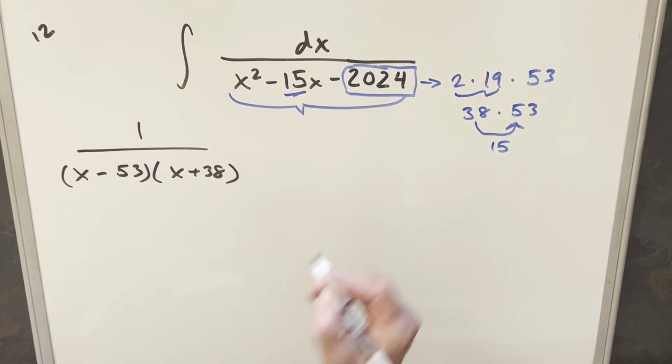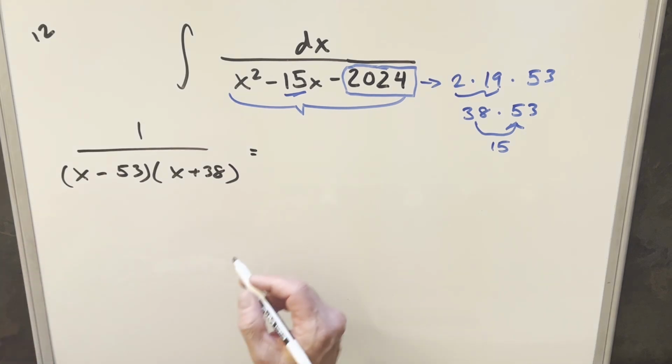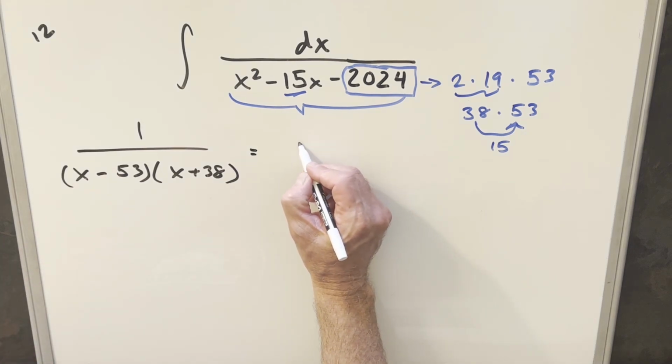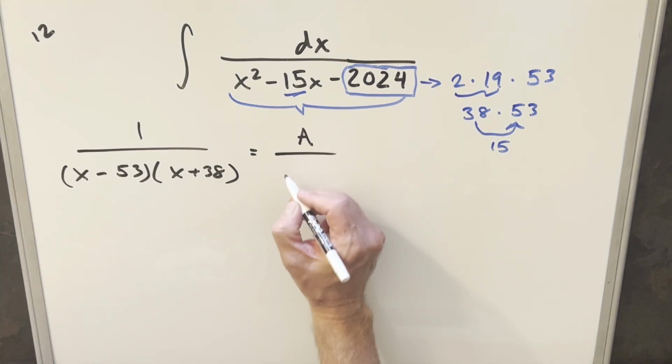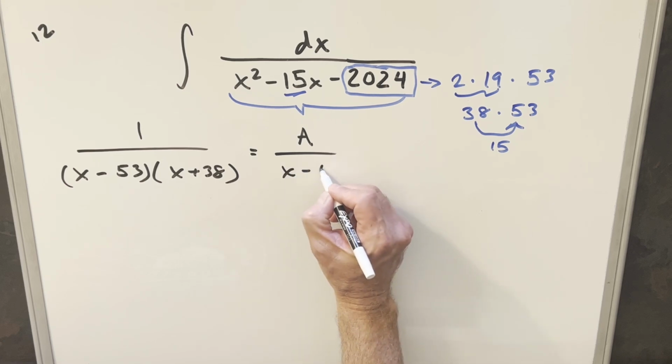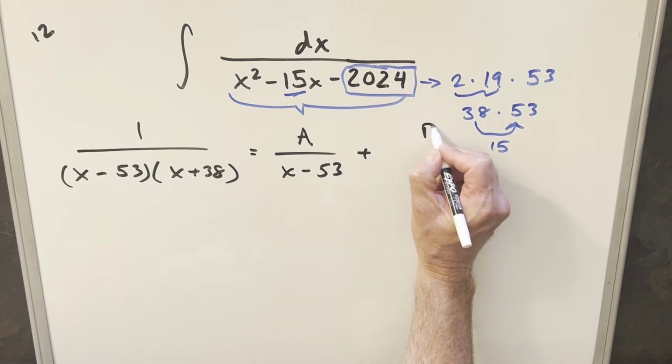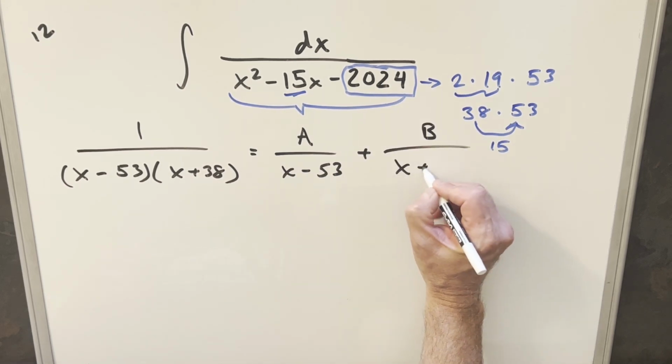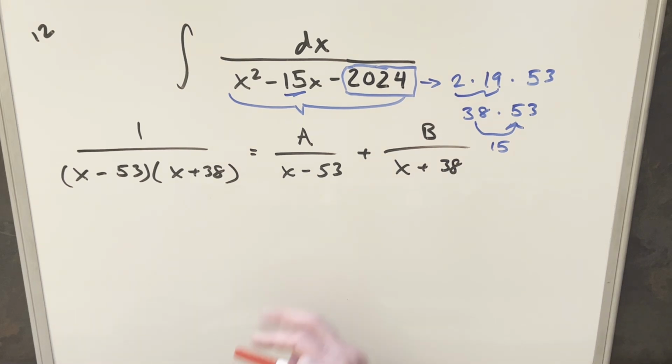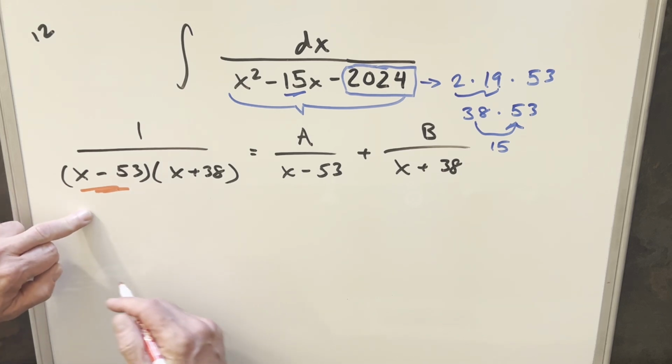And what I can do is just set this up to use partial fractions. We'll split it up into 2 fractions. We'll write one as A over x minus 53, and the second one as B over x plus 38. And now, in order to get our A and B values, to make it a little bit quicker, we can use the cover-up method. Starting with this is going to get us our A value.